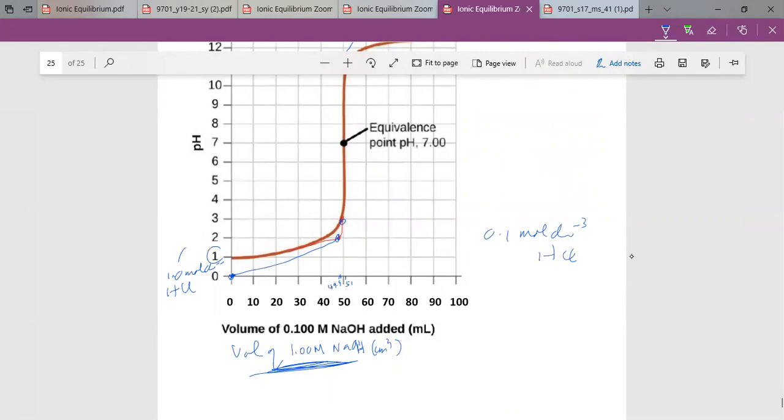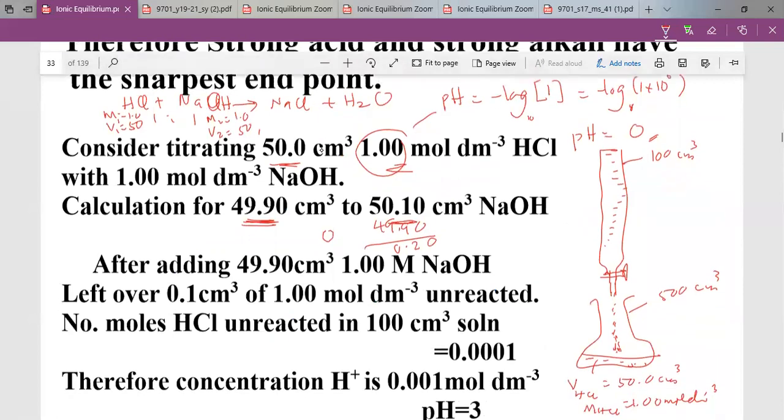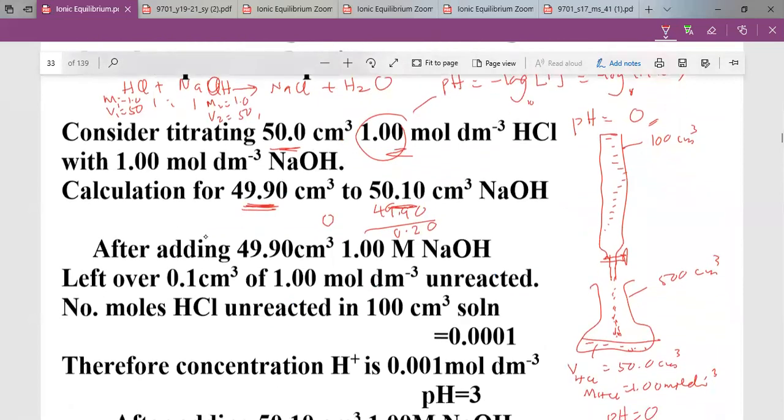Now you add 10 cc of NaOH, you keep going up, going up. After adding 49.9 here, 50 of course is the endpoint. At the endpoint here, it's quite a long way from 0. What is the pH? Can I find the pH at 49.90 cm cube of 1 molar NaOH inside? Now I can calculate it out. That's what we do here: calculate after adding 49.9 cm cube of 1 molar NaOH.